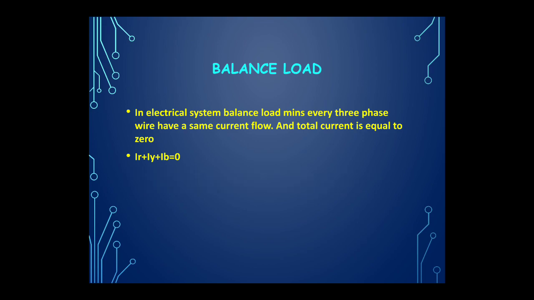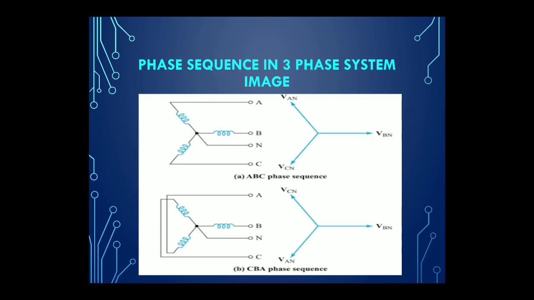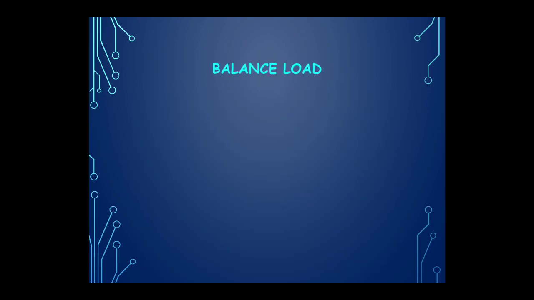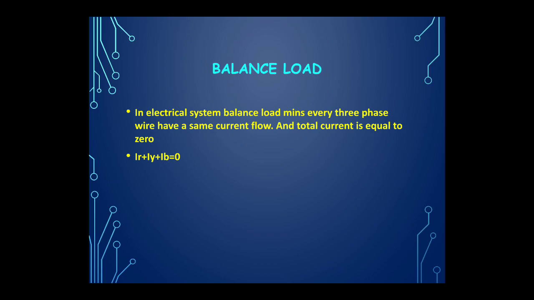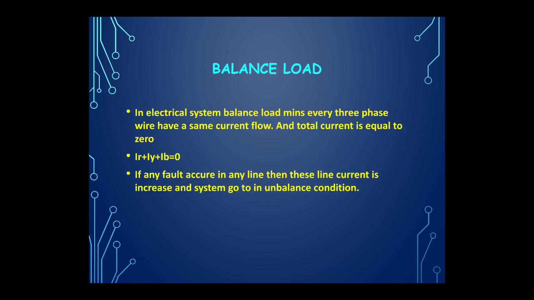From the previous diagram we can see that the value of each phase voltage is the same, only the angular displacement is 120 degrees electrical between them. So if the load impedance is also the same, then since I equals V by Z, the phase current is also the same.